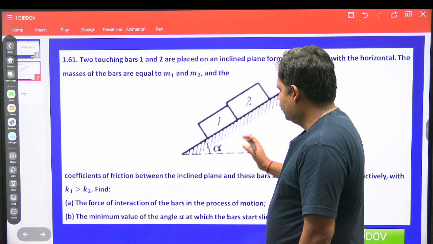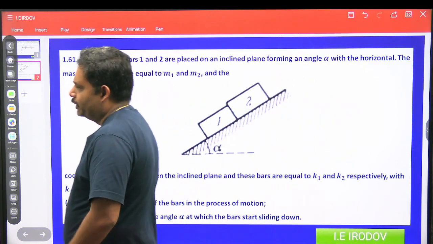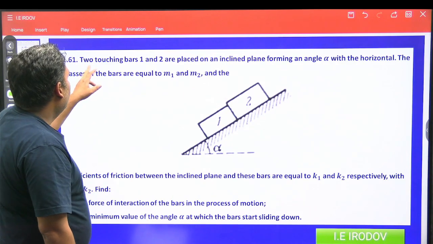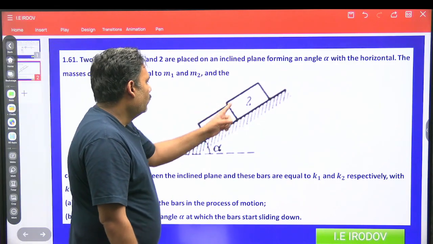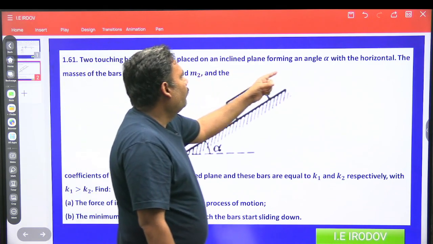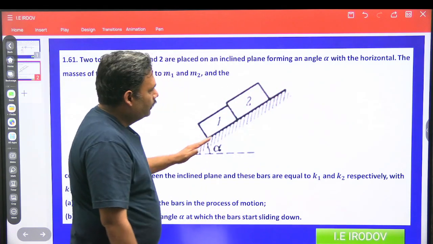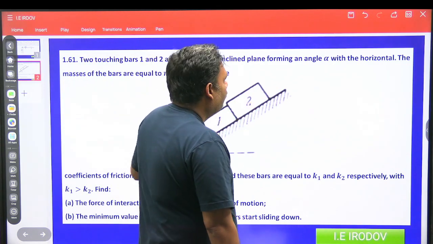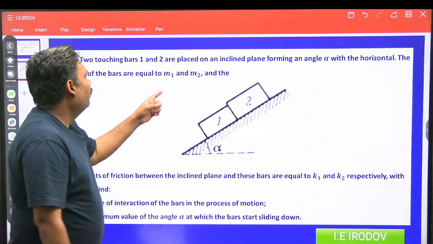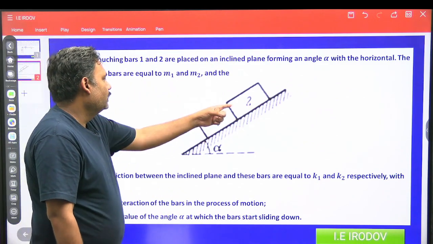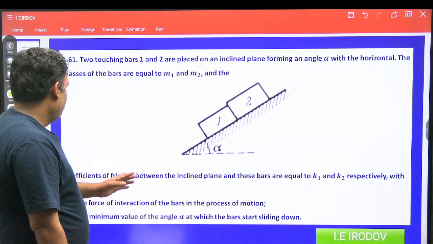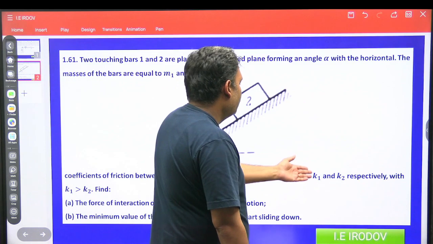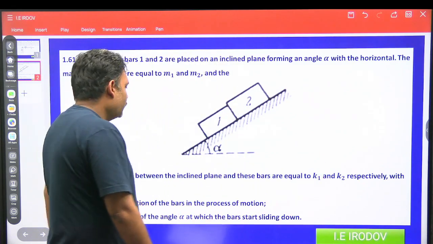So what is this particular problem? This is problem number 1.61. Let us try to understand what is given there. The two touching bars 1 and 2 are placed on an inclined plane forming an angle alpha. So this is an inclined plane, and there is an angle alpha. The masses of the bars are equal to m1 and m2. The coefficients of friction between the inclined plane and these bars are k1 and k2, where k1 is greater than k2.